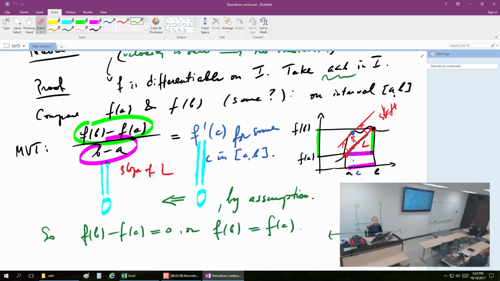Imagine that there are two values that are different. Well, if they were, then we would name them A and B, go through this proof, and demonstrate that it cannot happen. So that's how it works.